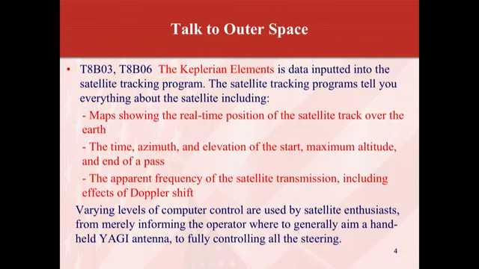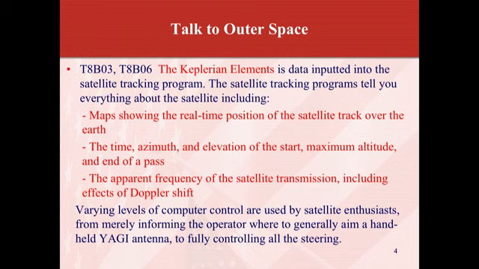The Kepler elements is data inputted into the satellite tracking program. The satellite tracking programs tell you everything about the satellite, including the map showing the real-time position of the satellite track over the Earth, the time, azimuth, elevation of the start, maximum altitude, and end of the pass. And that's all in your satellite tracking program. Just put in your location. It'll tell you the pass, when the closest pass is to you. It also gives the apparent frequency of the satellite transmission, including the effects of Doppler shift.